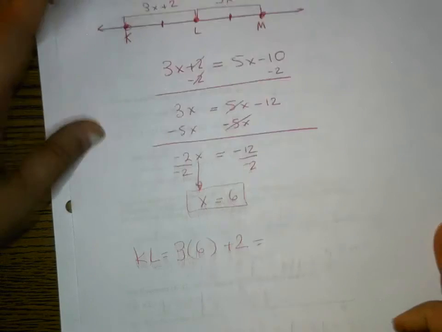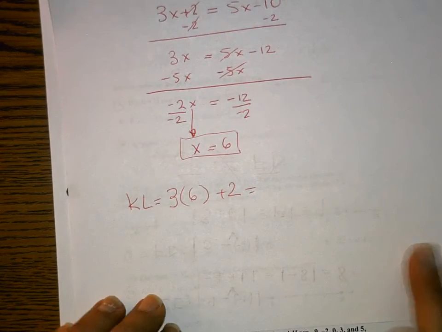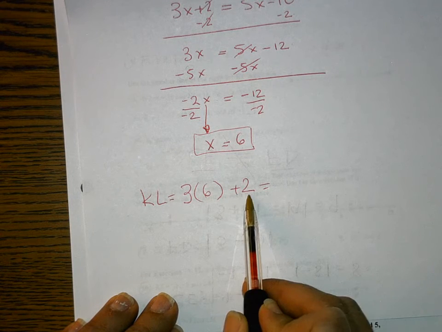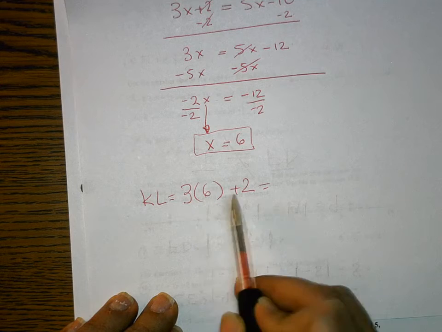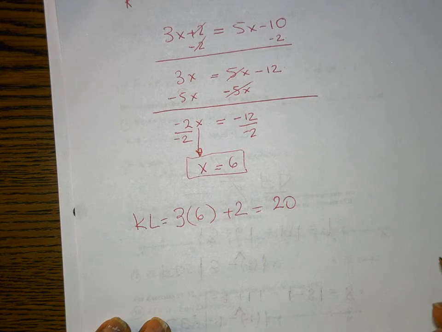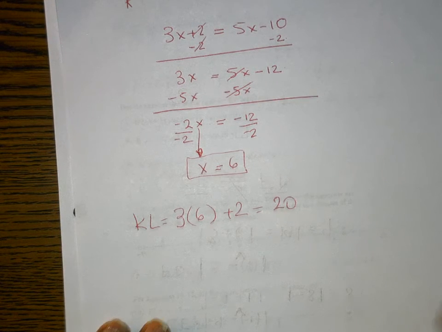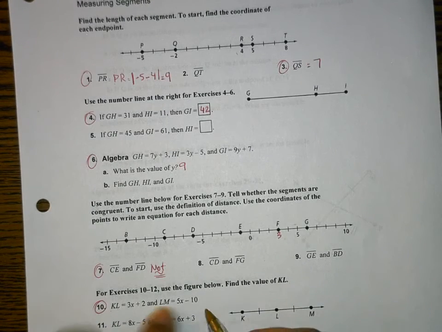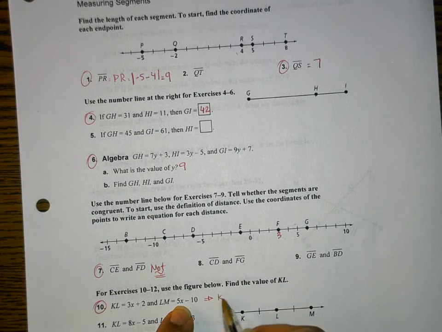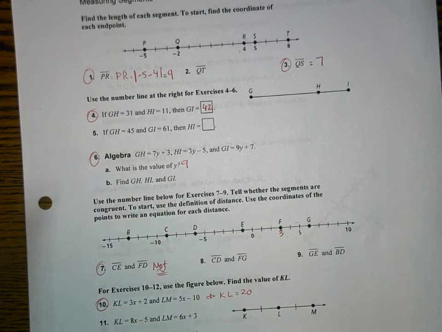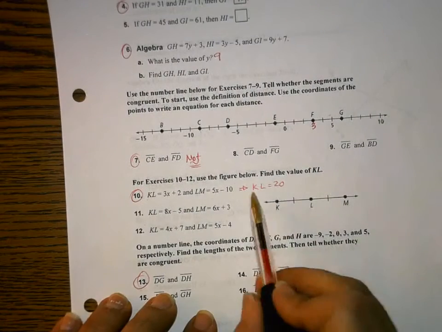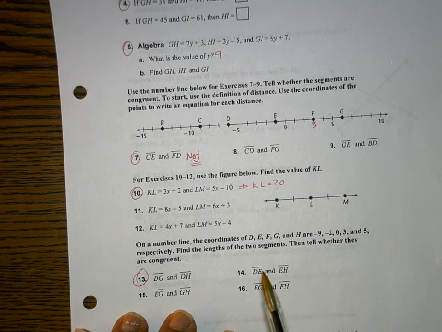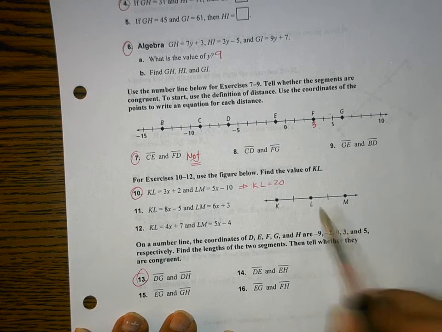Okay, sorry, I didn't see it right there. So the length from K to L is 3 times 6 plus 2. 3 times 6 is 18, and plus 2 is 20. And that only makes sense. So now I know that from K to L, that's the question they were asking, from K to L equals 20. I'll let you do the same exact thing for the rest, because it's exactly the same type of work. A little bit of algebra, a little bit of understanding of geometry and symbols.